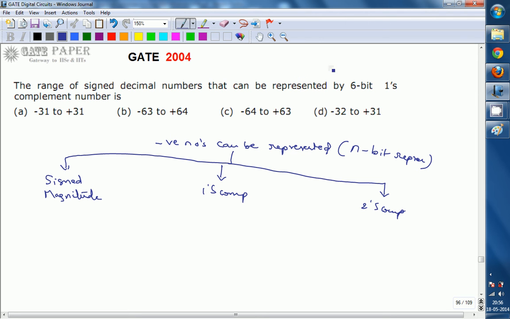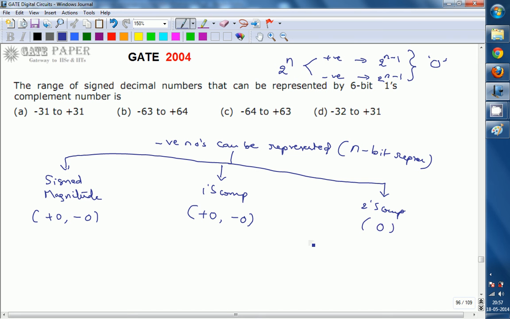If it is n bit, the total possible combinations are 2 power n. So to represent positive as well as negative numbers, we may think that 2 power n minus 1 are going to be used for the positive numbers, and 2 power n minus 1 for the negative numbers. Then we should consider whether 0 is represented as positive or negative. In signed magnitude, you will have plus 0 as well as minus 0. In 1's complement also you will have positive 0 and negative 0. But in 2's complement you will have only one 0.